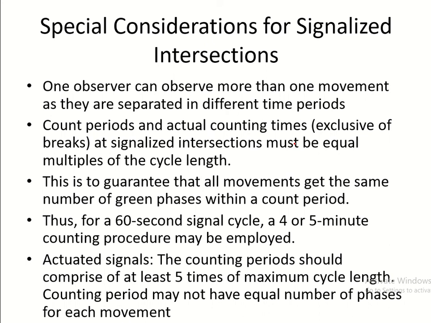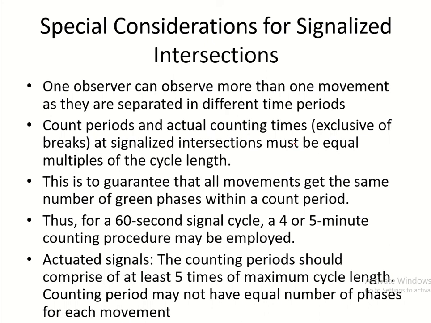So why are we saying that it should be a multiple? Multiple means you complete the cycles. When one cycle happens, all directions have received their movement time. So for example, if your cycle length is 90 seconds and you take a counting period of 5 minutes, then in 5 minutes you can have 3 complete cycles. 3 cycles means 4.5 minutes, because 90 seconds is 1.5 minutes.